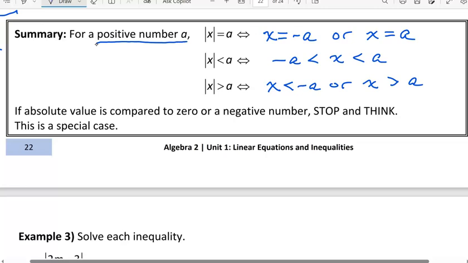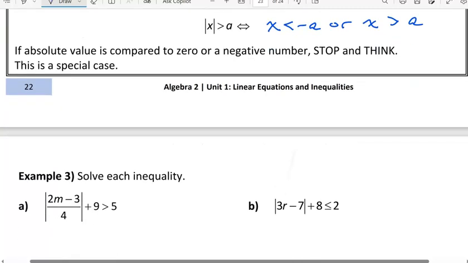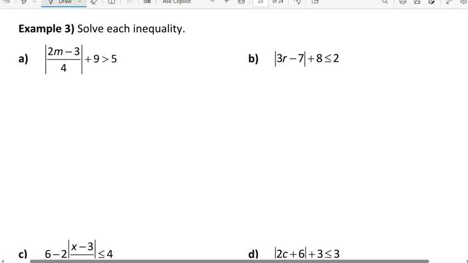If the absolute value of an expression is compared to 0 or a negative number, we're going to stop and think, because this is a special case. So in example 3, the absolute value of (2m minus 3) divided by 4, plus 9, is greater than 5. I'm going to start by undoing that plus 9, because we want to undo the operations in reverse order. So if we subtract 9, 5 minus 9 is negative 4. This gives us an absolute value that's compared to a negative number.